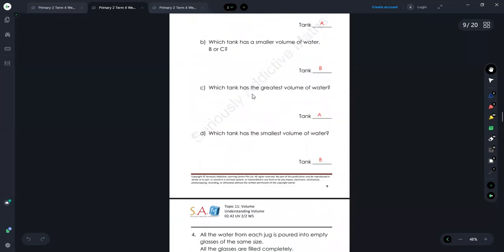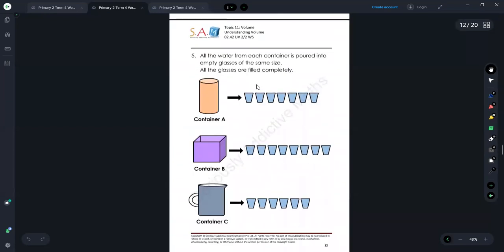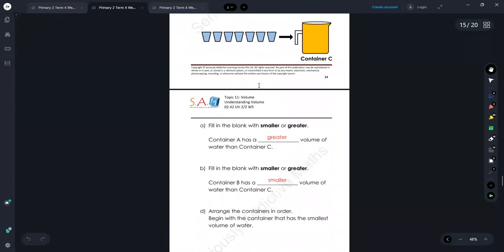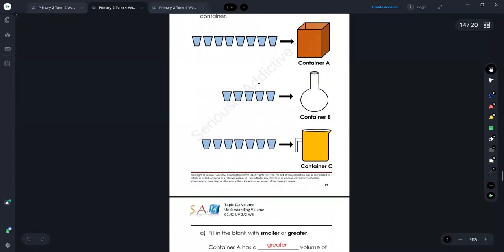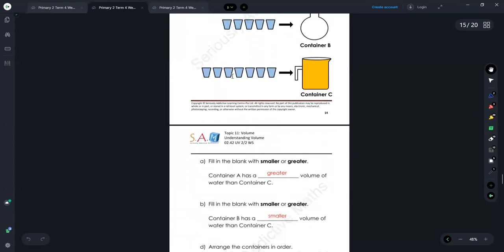And after that, the rest of the questions I feel are quite repetitive. Perhaps just get them to do question 6 on page 14. The containers look different, but it doesn't matter. All they need to look at is how many glasses are required to fill the container. So the more glasses, the greater it is.